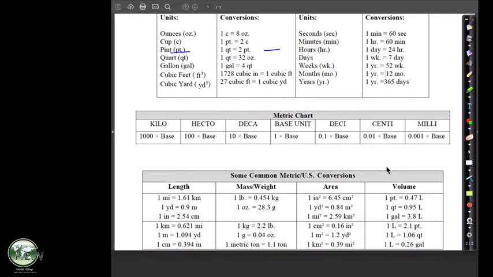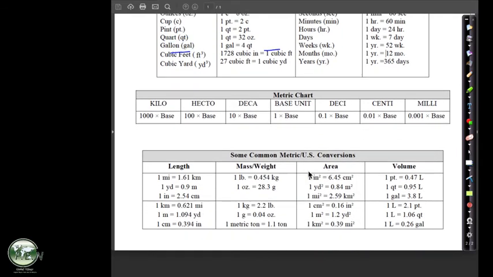Okay, some common metric conversions. For length, we've got inches to centimeters. We've got meters to yards. Oh shoot, we don't have anything that goes feet to meters. Or, we do have inches to centimeters. And then we could talk about how to get from centimeters to meters.